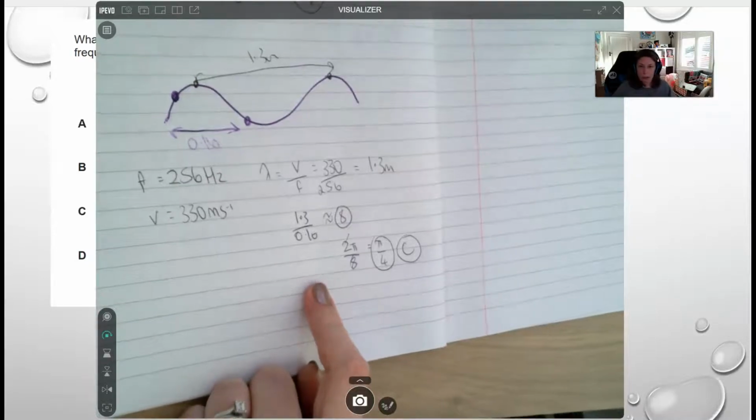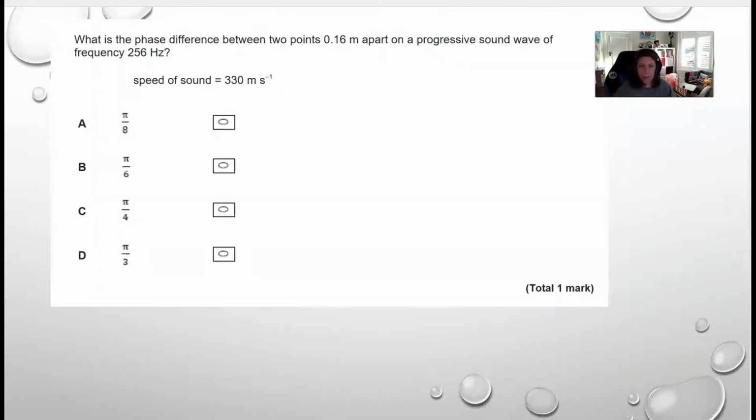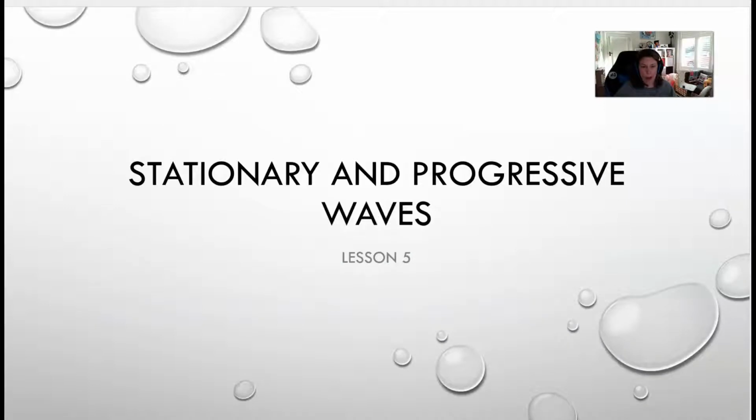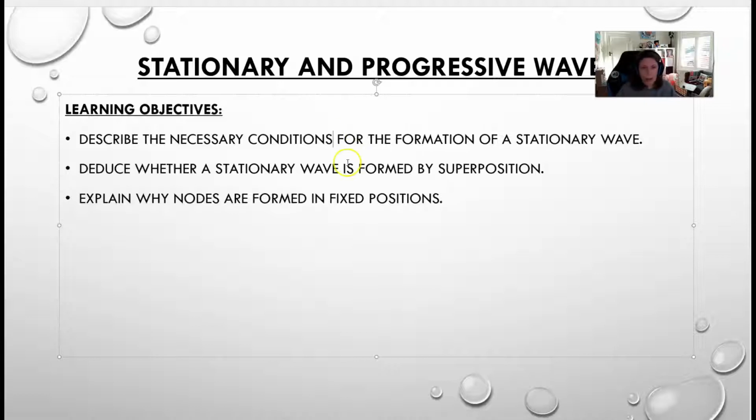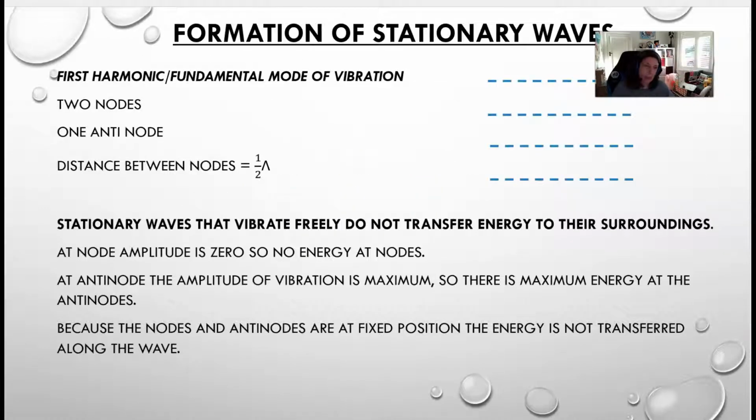Right, so on to today's lesson. Stationary and progressive waves. Now, we need to describe the necessary conditions for the formation of a stationary wave. We need to deduce whether a stationary wave is formed by superposition, and then explain why nodes are formed in fixed positions. So, looking at the formation of a stationary wave. Again, you can press pause at different parts of the video and take the notes that you wish.